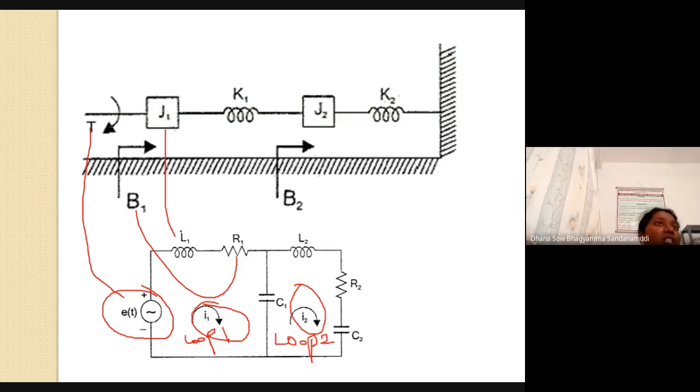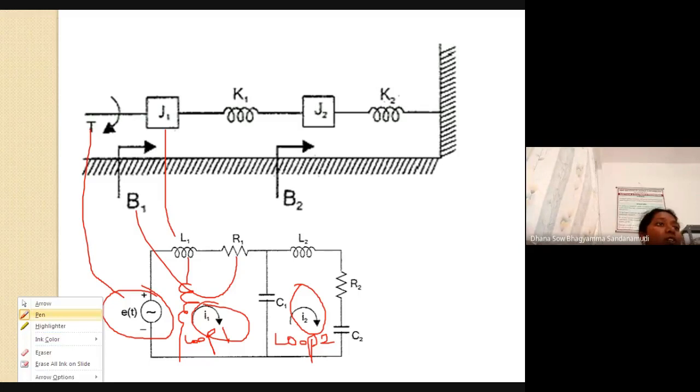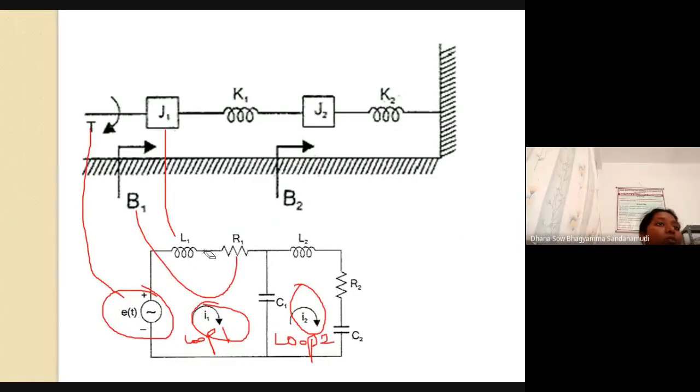If J is analogous to 1 by L, then you must connect an inductor like this. But it is not 1 by L, so it is in series with the source. That you must remember. When to connect in series and when to connect in parallel, you must have clarity on that.